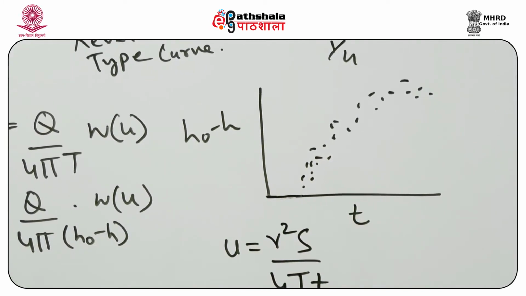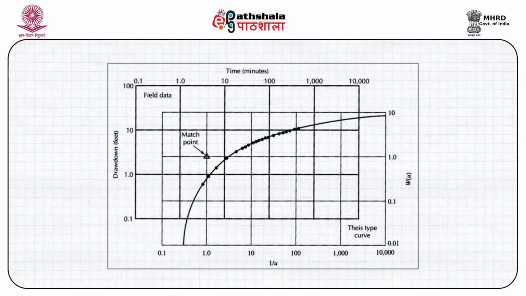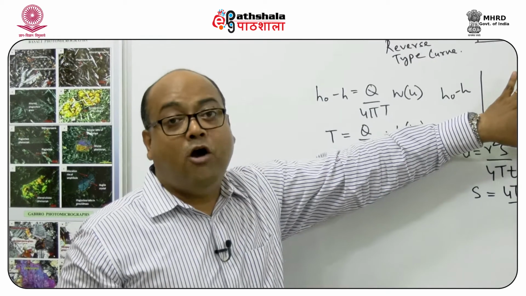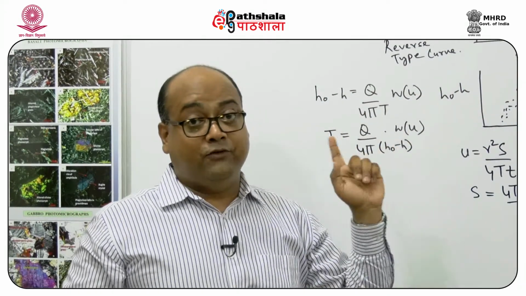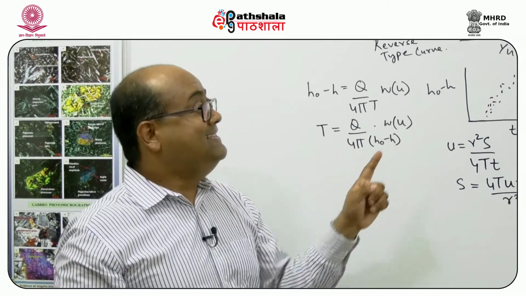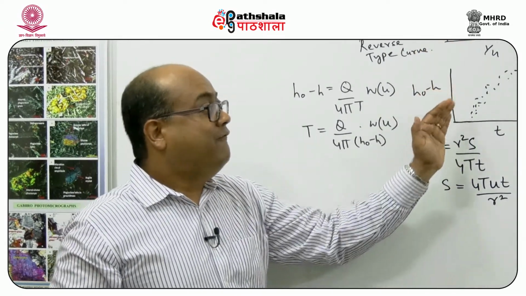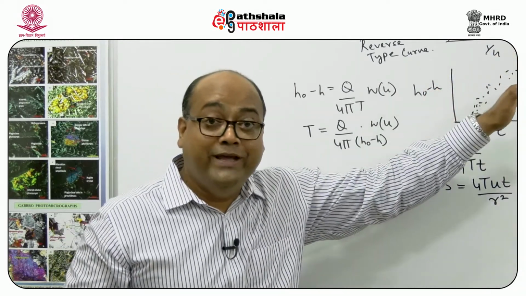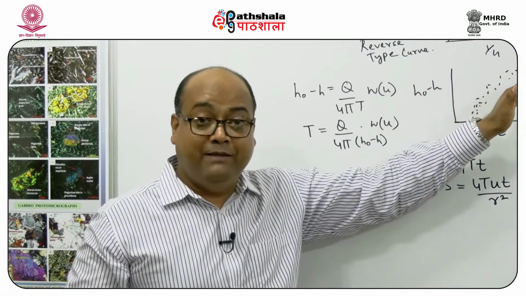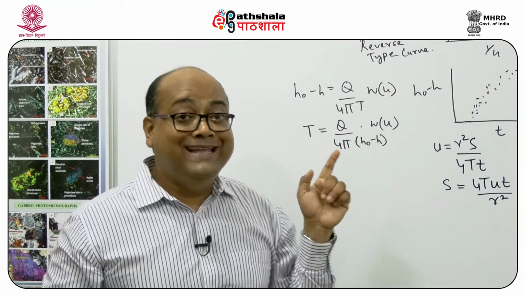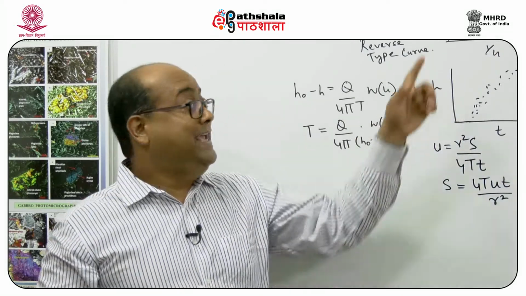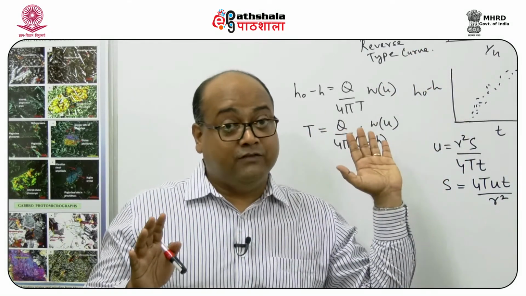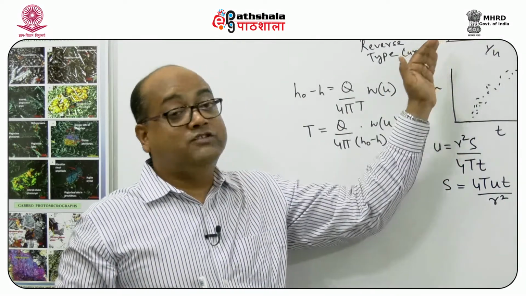So what does the graphical solution say? The graphical solution is basically saying that we overlay the type curve on top of the drawdown curve. Now, how do we overlay? We have to be very careful about two things. One is that this curve more or less matches the points of drawdown versus time. And the most important thing is that the axes of these two curves are parallel.